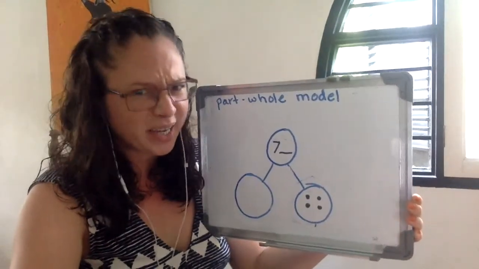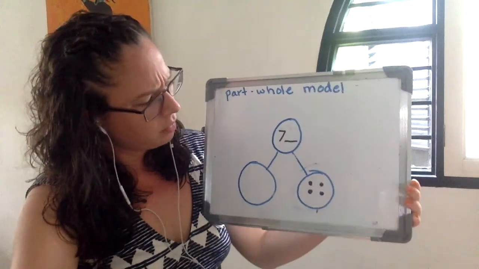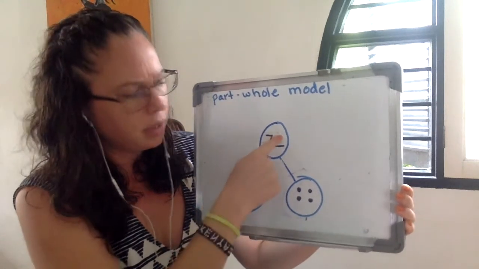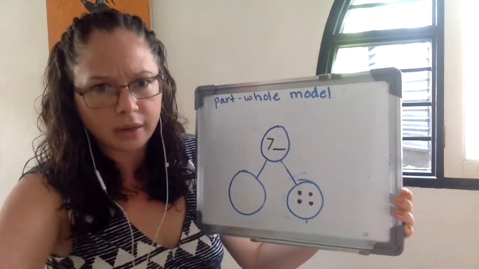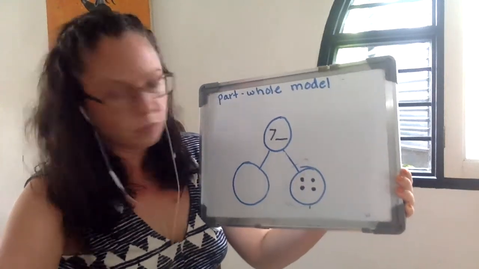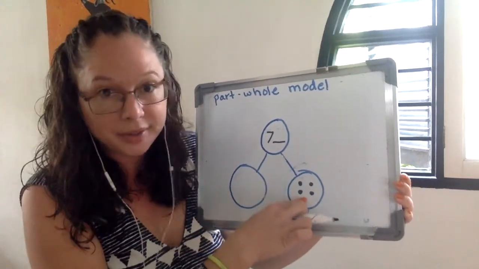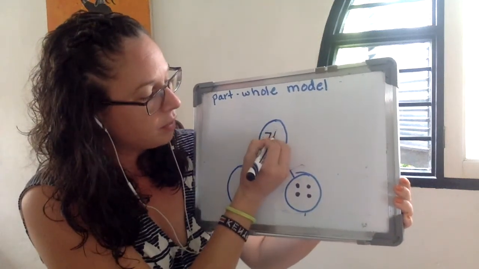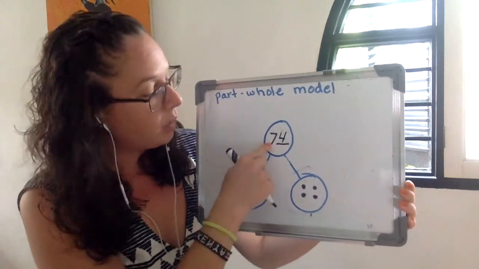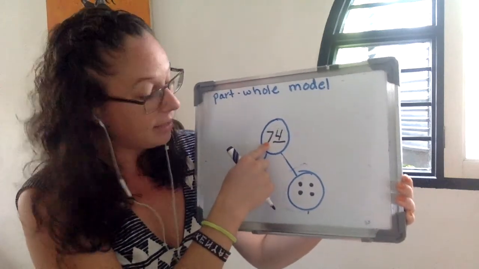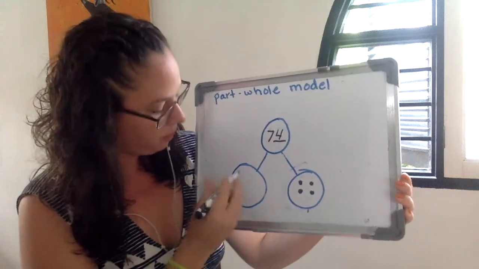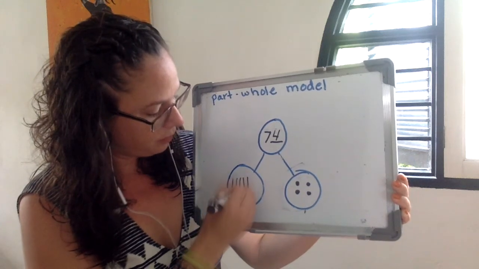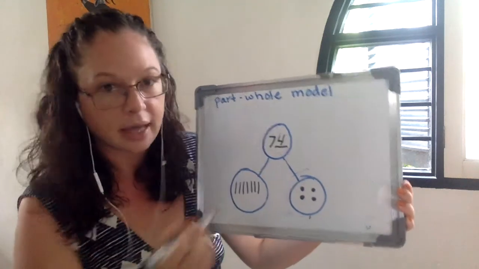Now, I have a trickier problem for you. In this part whole model, I know how many tens, but I'm not sure how many ones are in the whole number. I can use this part to find out. 1, 2, 3, 4. We'll put a 4 in the ones column, and we need to put a 7 tens in this other part. 1, 2, 3, 4, 5, 6, 7.